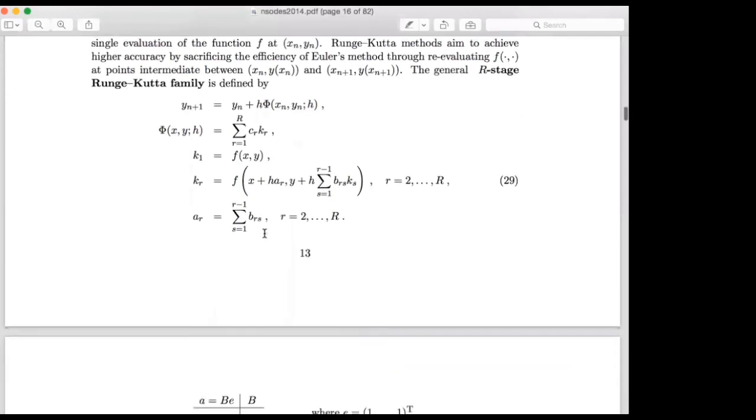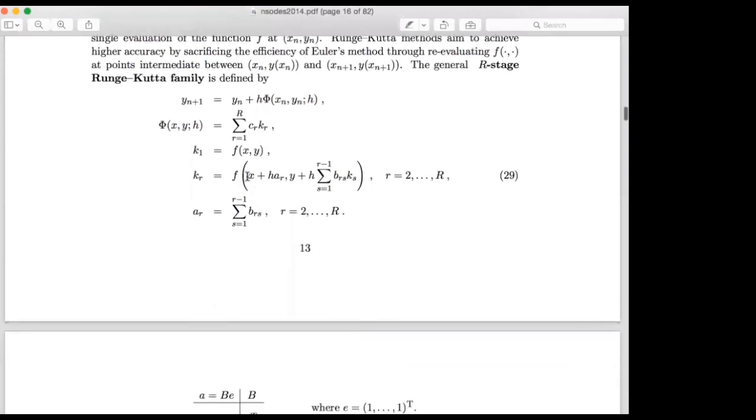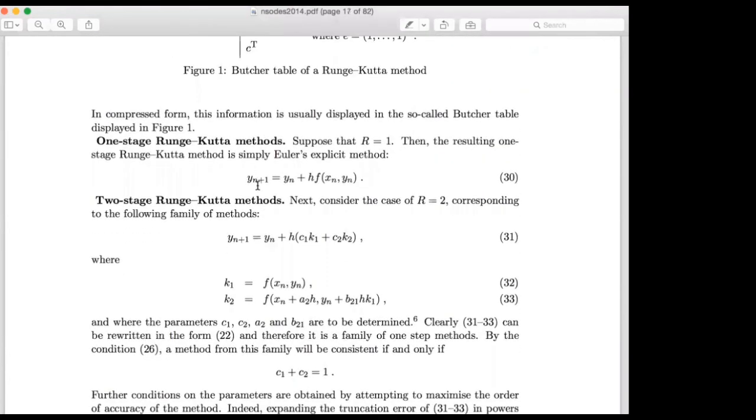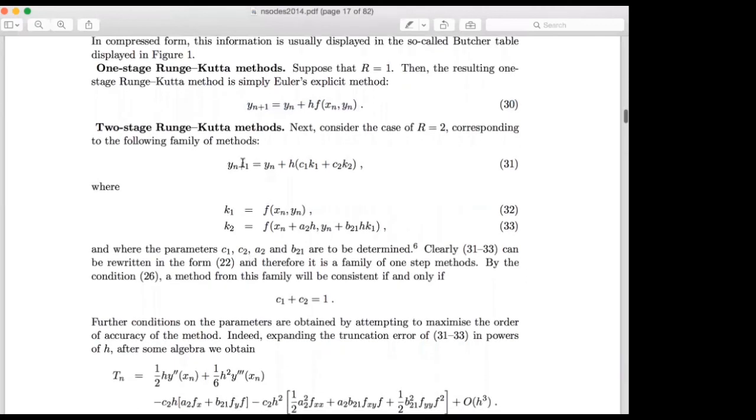Now if you observe here, rather than taking only this, ar basically gives the point in between the interval xn to xn plus 1. So it will give you the R points. Now we are taking the contribution not only of the end point, but of the in-between points also, and then they developed that method. One stage Runge-Kutta method is nothing but the forward Euler method, and the two stage Runge-Kutta method you can obtain in that way. Just calculate the values of these C1 and C2.